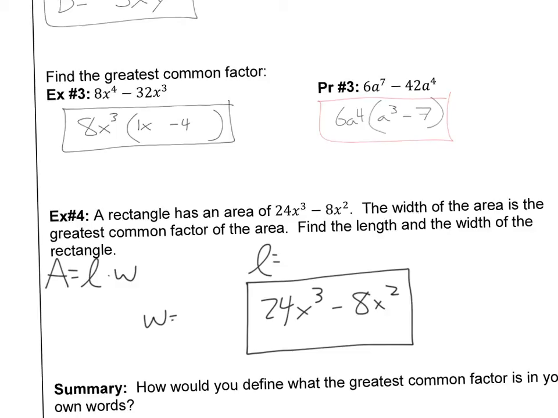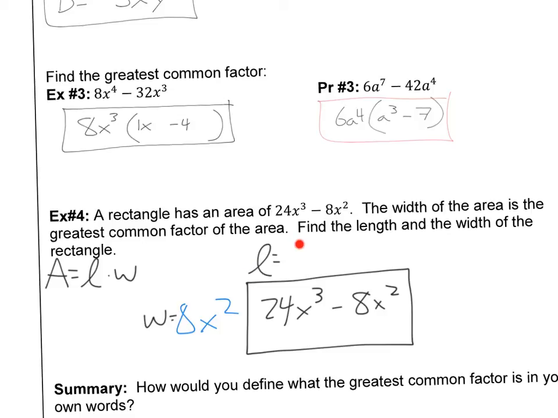And they also give us a hint here. It says the width is the greatest common factor. So we can actually find the width by just finding the greatest common factor of this. So between 24 and 8, I see that we could pull out an 8. And with the x's, I see that we could pull out an x squared. So that must be the width, because that's the greatest common factor.